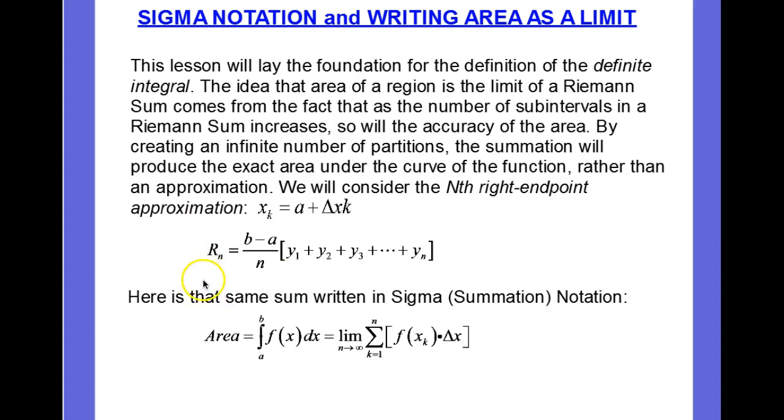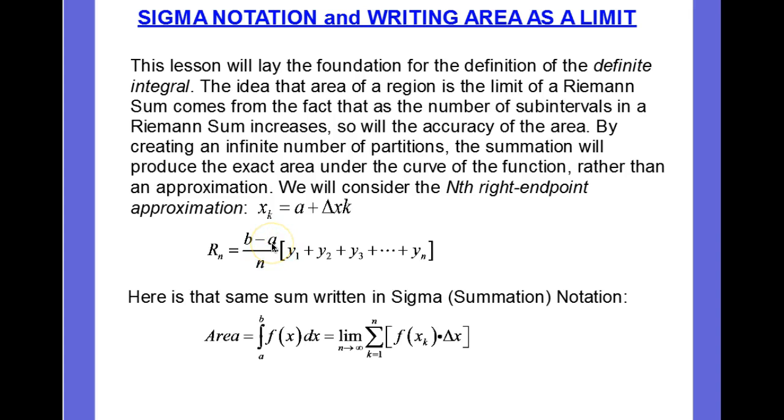And so here is an expression of a Riemann sum. And so it is the width of the subinterval. How do you do that? Well, if you're on an interval from a to b, to find the total width of that interval, you just do b minus a. And if you divide it into n subintervals, then the width of each interval would be b minus a divided by n.